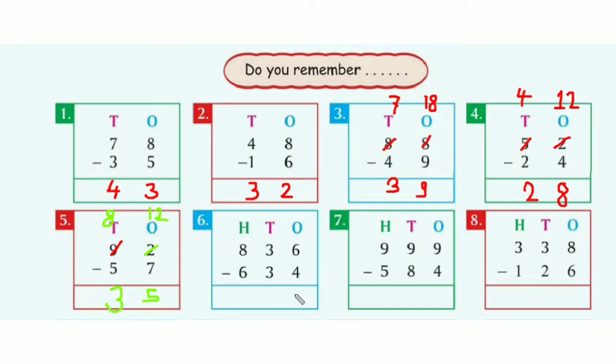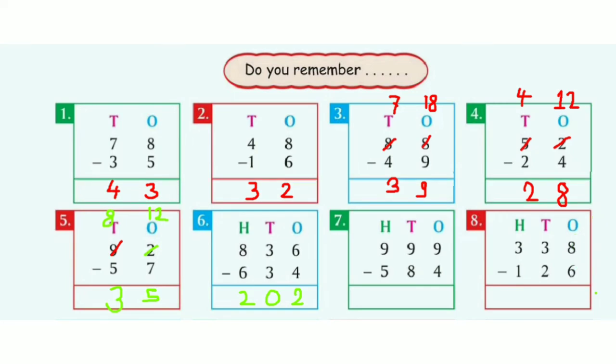Now let's see the sixth one. It is very much easy. 6 minus 4 equal to 2, 3 minus 3 equal to 0 and 8 minus 6 equal to 2. Our answer is 202. Now these two examples are very much easy. You are going to solve them.